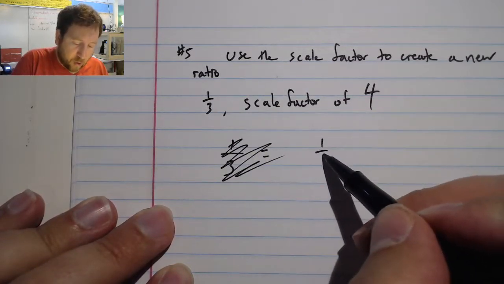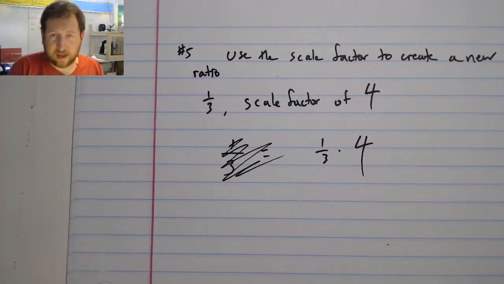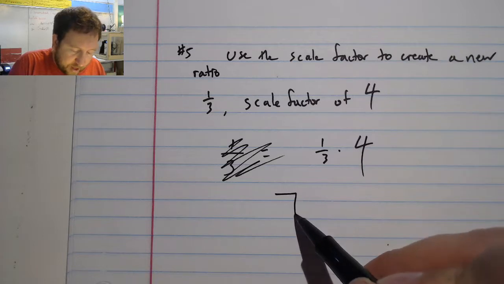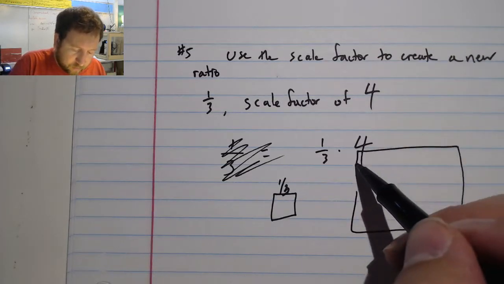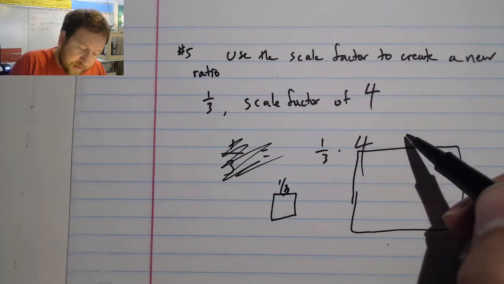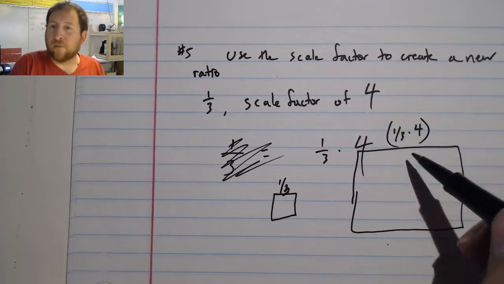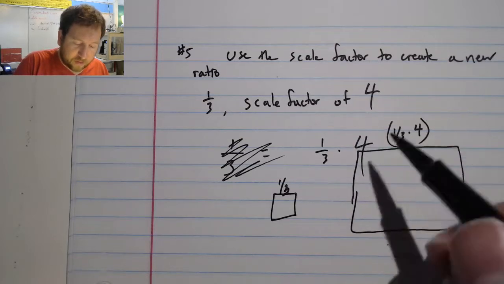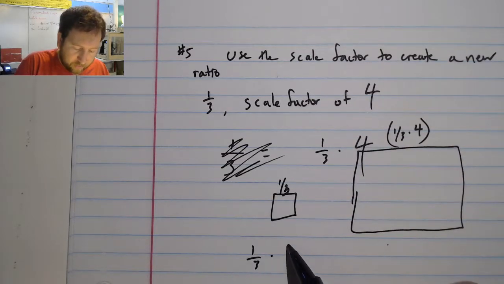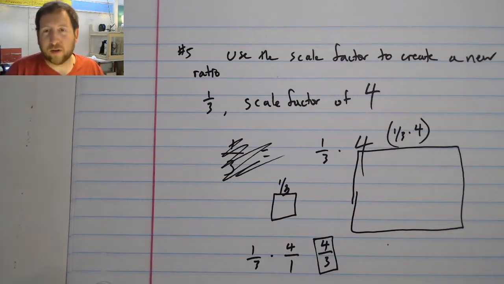So I'm just going to do 1/3 multiplied by 4, which is my scale factor in this case. And that does kind of make sense a little bit. Say if I had like a square and this side was 1/3 and I had a larger square that was a scale factor of 4, I would get 1/3 times 4 to get this value of my length right here. So this answer would of course be 1/3 times 4 over 1, which is 4/3 for my answer. And that's how you'll do those numbers.